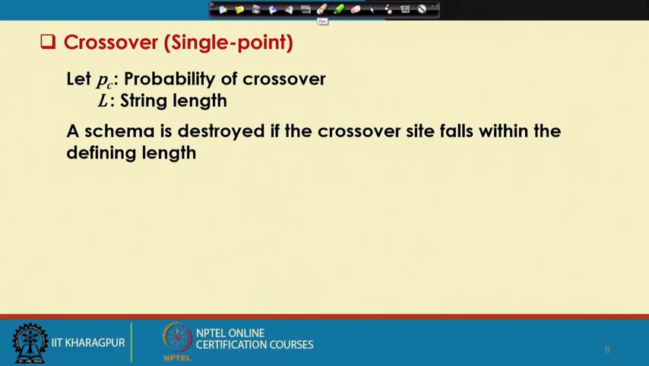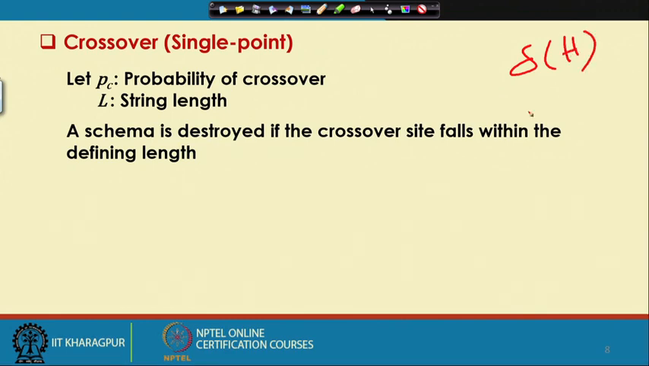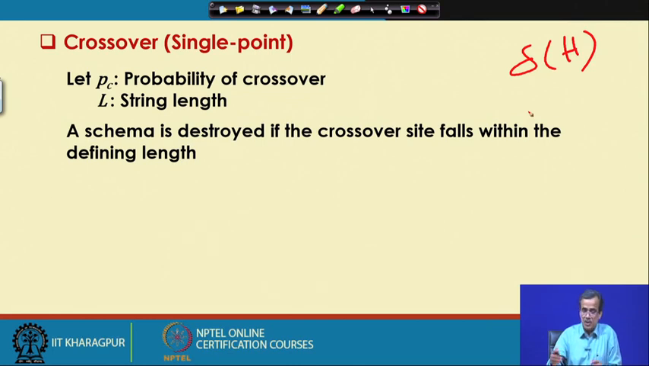If the crossover site falls within this defining length, there is a possibility that this particular template will be lost, and if it wants to survive, we will have to take precaution. Now, what is the probability that this particular schema, whose defining length is delta H, will be selected inside that danger zone? That probability is delta H divided by L minus 1.